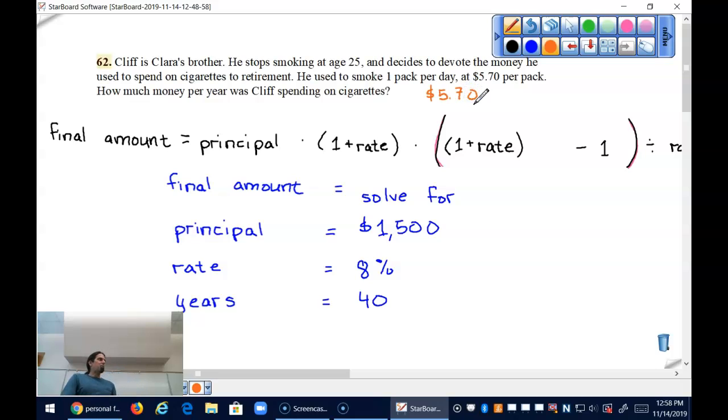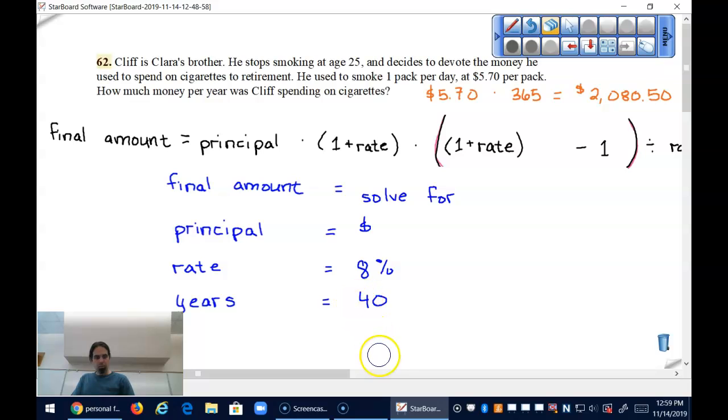I don't know what a pack of cigarettes costs. I used to call Costco and keep this updated. But for one pack? I pay 607 for mine. Yeah, okay, I'm a little out of date. Anyway, so times 365. So he's spending each year $2,080 and 50 cents. So that's going to be his principal.